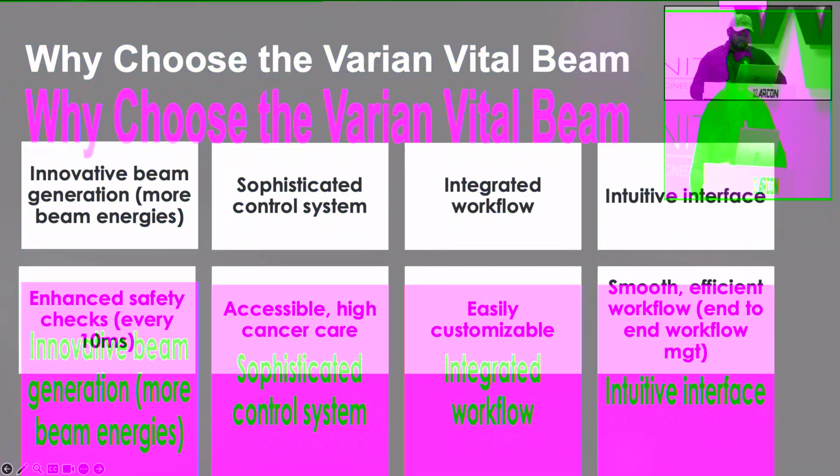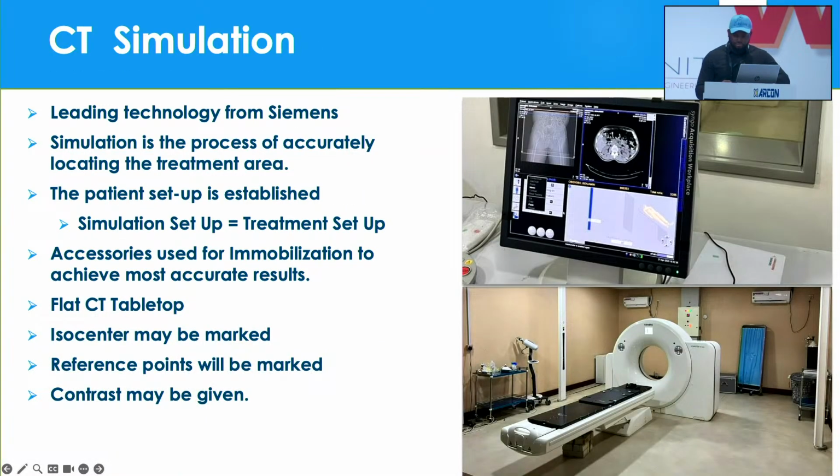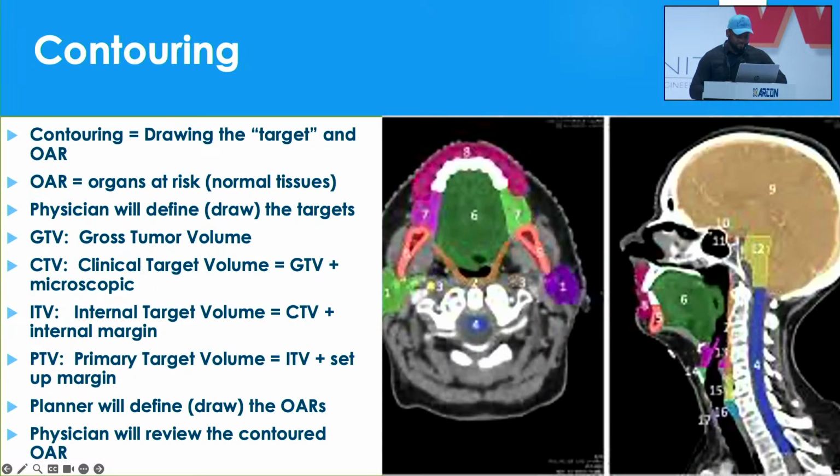So, a picture of our CT. The next slide. Okay, so here is a picture of our CT scanner. It is the Somatom Scope from Siemens. So basically, we do the simulation. The simulation is the same as the treatment setup. Next slide. Then the contouring is done.